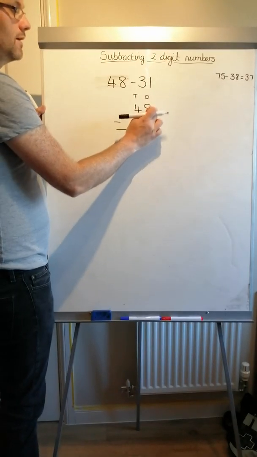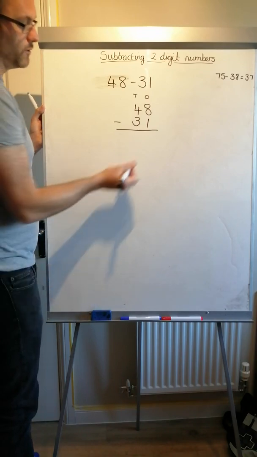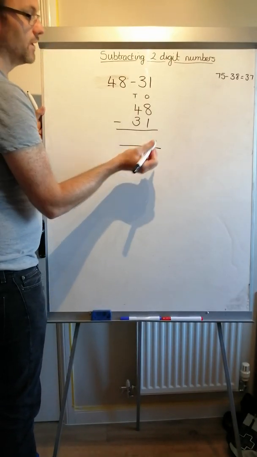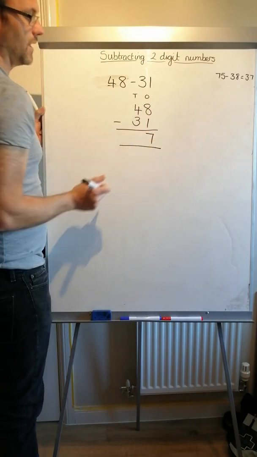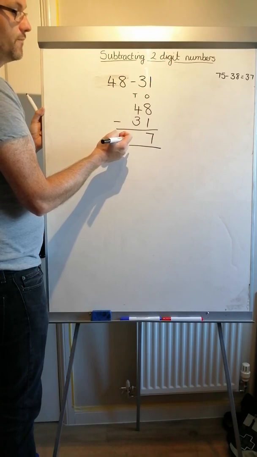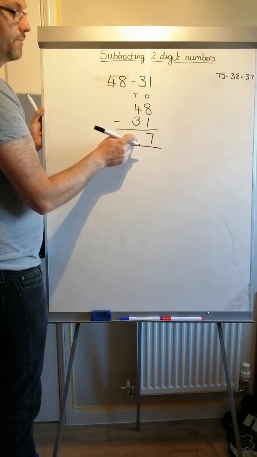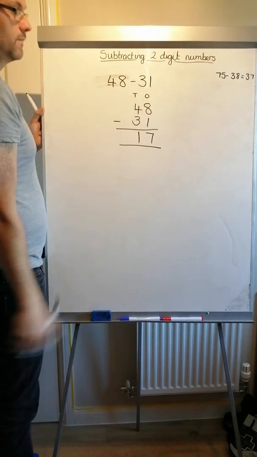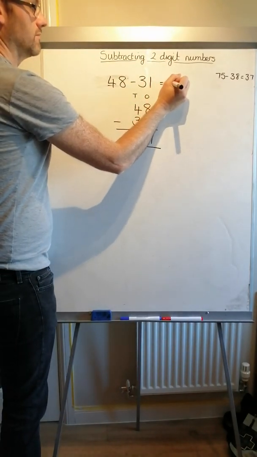Right, 8 take away 1. You should all be able to do that. What is it? That's right, it's 7. Okay, 4 take away 3. Use your fingers if you need to. Write the answer in there. What have we got? We've got 1. And that is the answer, 17.